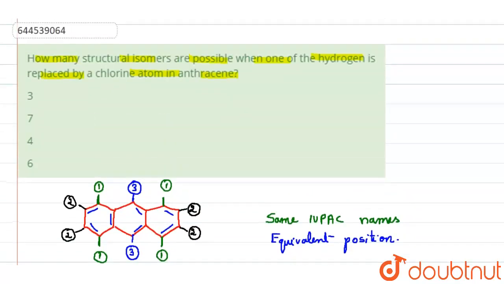Therefore, the right answer to the given question, how many structural isomers are possible for anthracene when the hydrogen is replaced with chlorine, is option 1, which is 3. However, 7, 4 and 6 are not the correct choices.